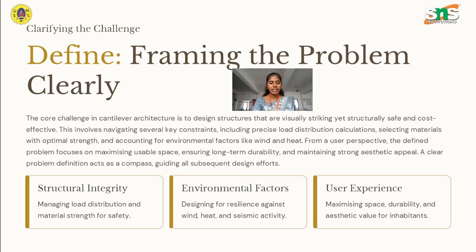Okay, so the next one is define, clarifying the challenge. The first one is empathy, so the user needs are collected from the users. Define is framing the problem clearly.